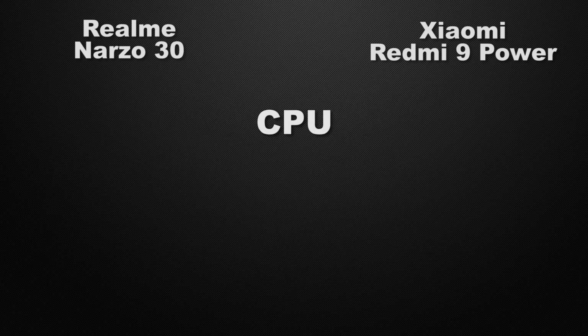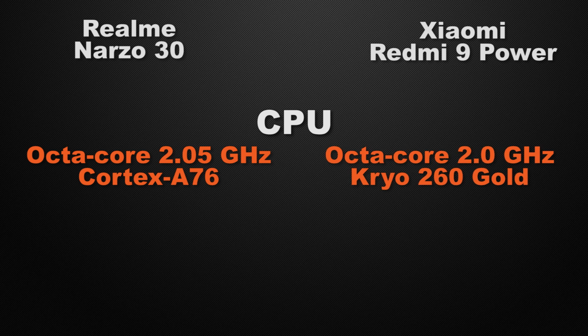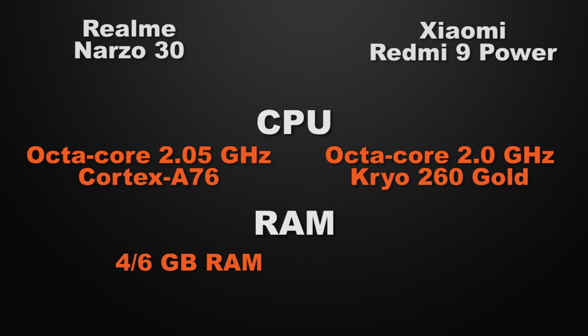Let's talk about the clock speed of the devices. Narzo 30 can clock at 2.05 GHz based on an octa-core Cortex chipset, whereas 9 Power can clock at 2.0 GHz based on an octa-core Kryo chipset. So I will call it a tie because both of the devices have approximately the same clock speed. And about the RAM variants in the devices, Narzo 30 has two options, 4 and 6 GB, whereas 9 Power also has 4 and 6 GB options. So it's a tie because both of the devices have the same capacity of RAM.